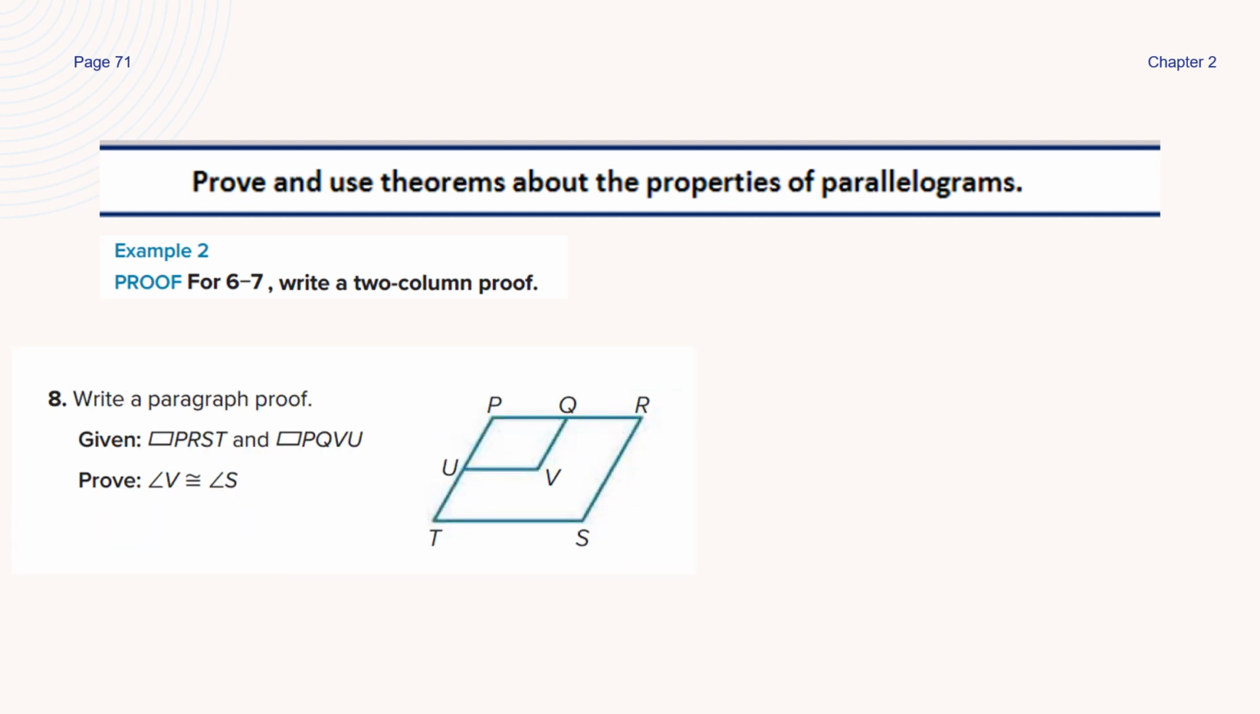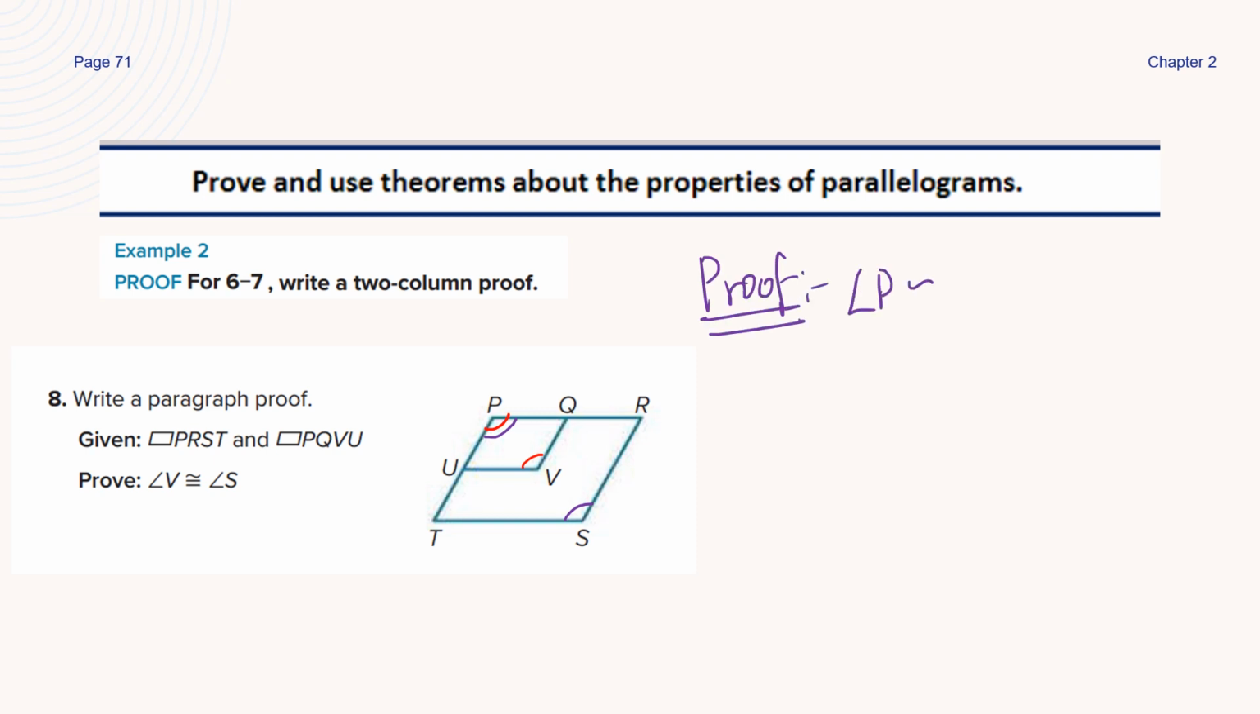Okay, let's do this question now. So here PQVU is given to be a parallelogram. So angle P and angle V are equal. Again, PRST is given to be a parallelogram. So this angle is equal to this angle. So when P is the common angle, it is equal, then we can say V and S are also equal. So let's write the proof.